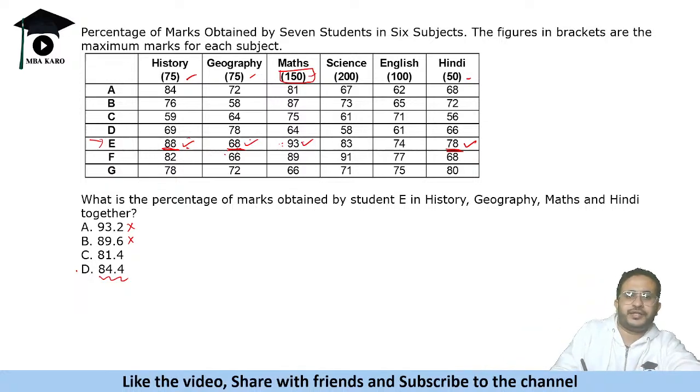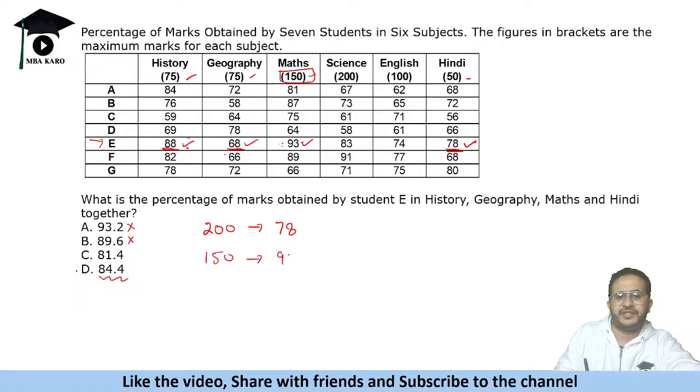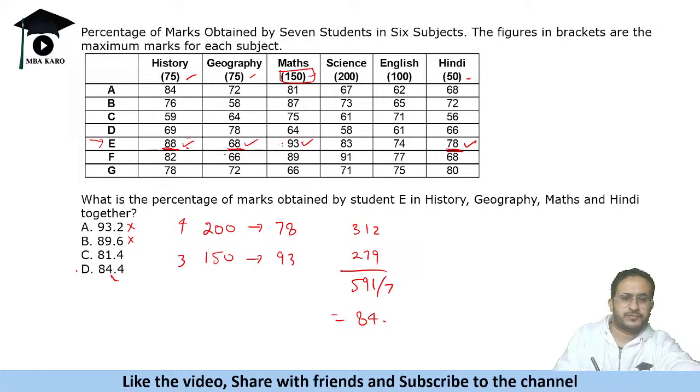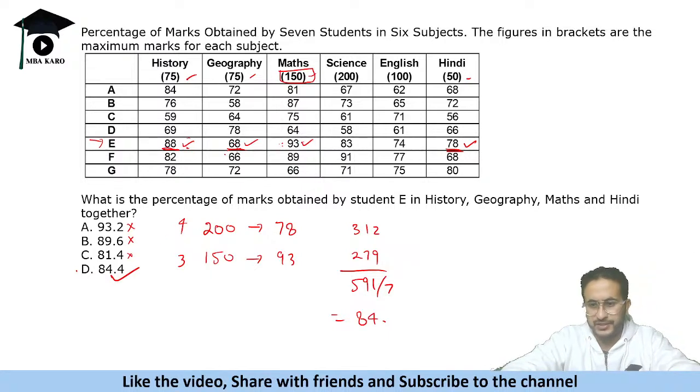Okay, so let's actually calculate. Out of 200 he has an average of 78 and in 150 he has an average of 93. Okay, so taking 4 and 3, this is 312 and 279, this is 591 by 7, 84.4 will come, sorry. So here the difference of weight came in. If this weight was almost equal to this, then it would have been 81.4. 84.4 will be the answer.